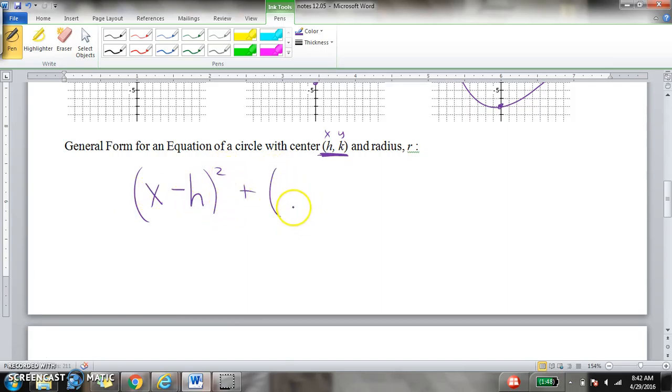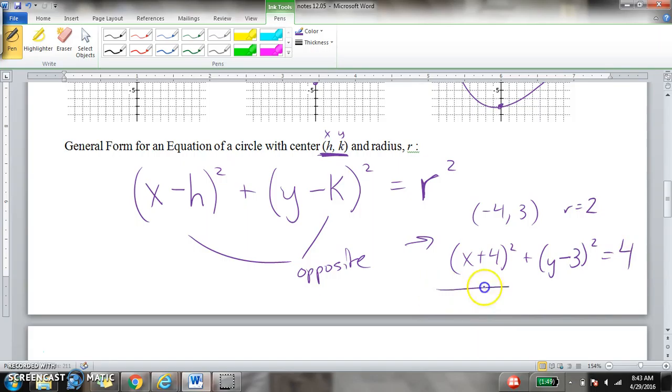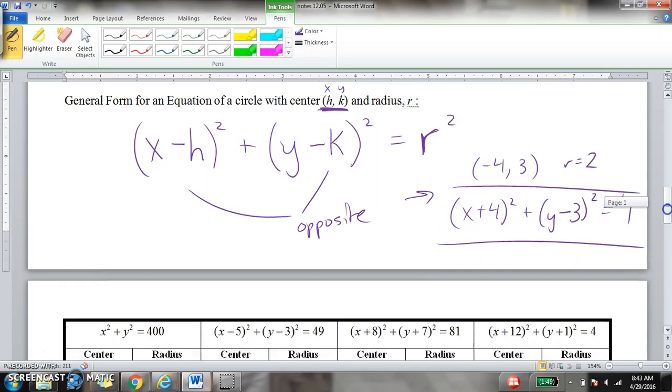So (x minus h) all squared, plus (y minus k) squared equals, and this is always your radius squared. So h and k are always going to be the opposite of whatever they actually are. For example, if I had a circle with center (-4, 3), the equation would be (x plus 4) squared plus (y minus 3) squared equals, let's say the radius was 2, it would equal 4. All right, so more examples of that.